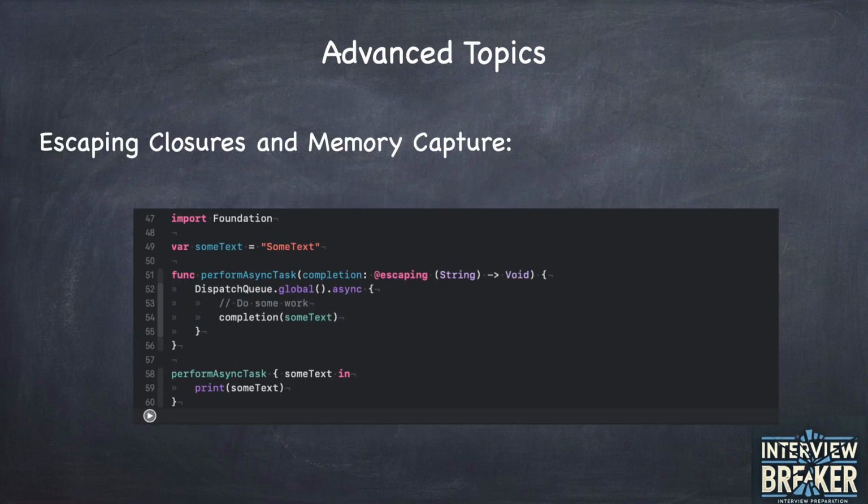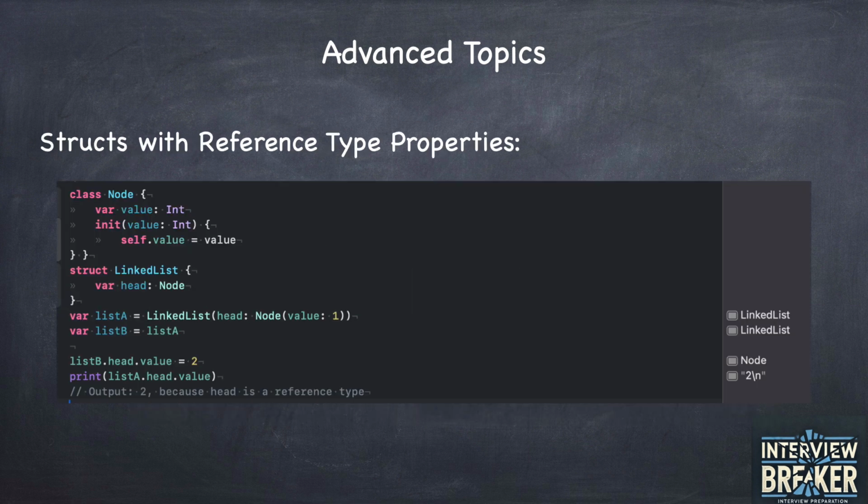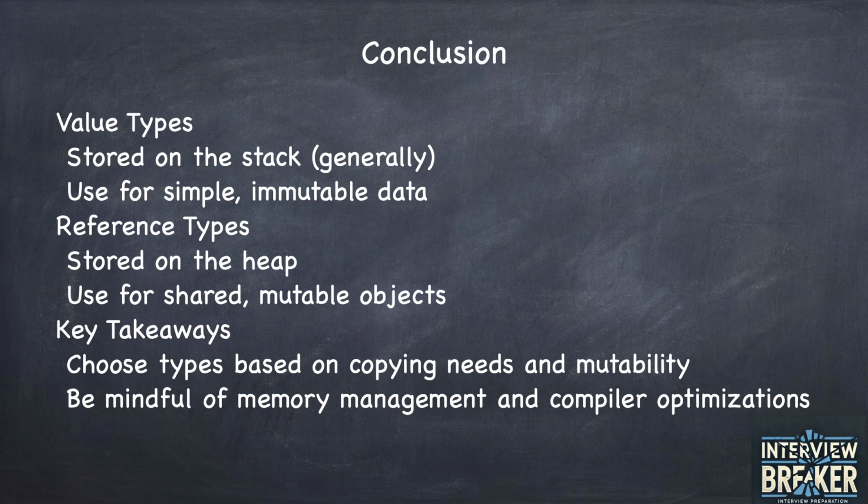Let's talk about some advanced topics. Escaping closures and memory capture. Closures can capture variables from their surrounding context. If a closure escapes its defining scope, captured variables are stored on the heap. The escaping keyword indicates that the closure may outlive the function scope. Structs with reference type properties. Even though a struct is a value type, if it contains reference type properties, the reference semantics apply to those properties. Conclusion. Understanding where value types and reference types are stored in memory is crucial for efficient iOS development.